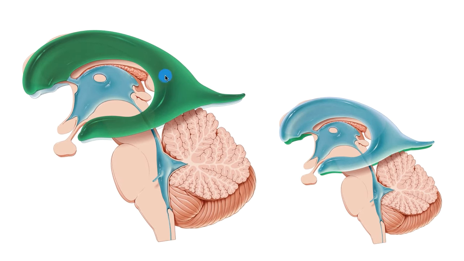Both lateral ventricles are roughly C-shaped. They have a central body and three horns projecting into the lobes of the brain, namely the anterior horn, the posterior horn, and the inferior horn.